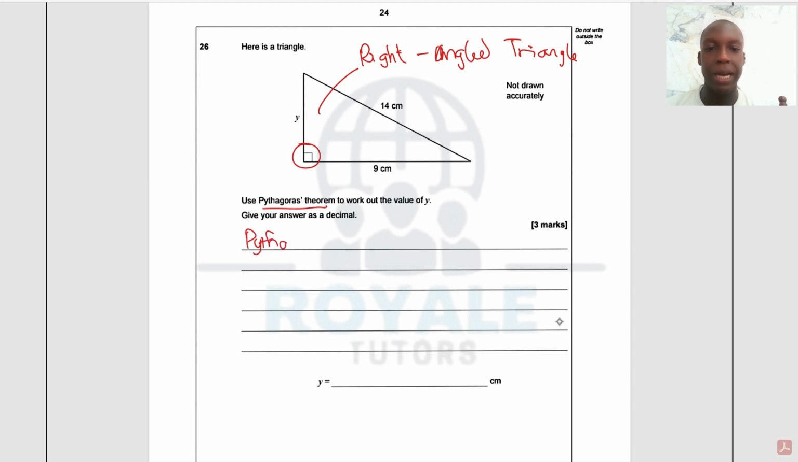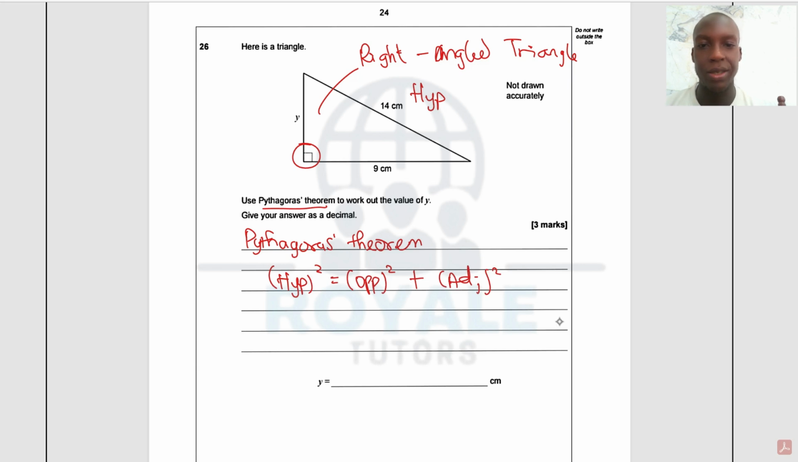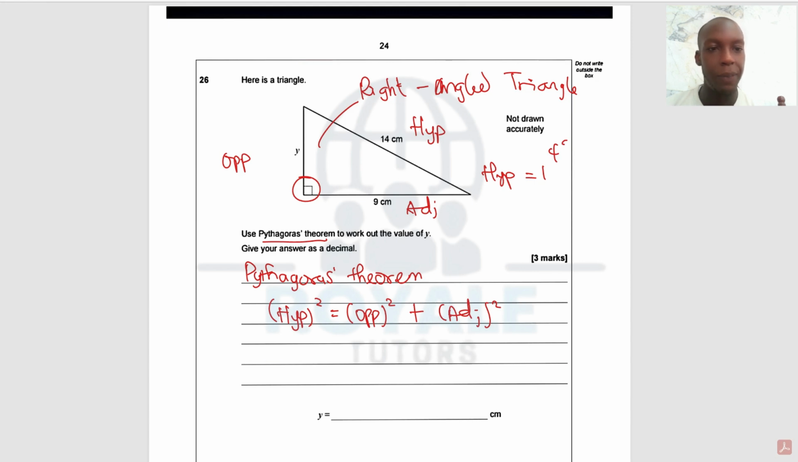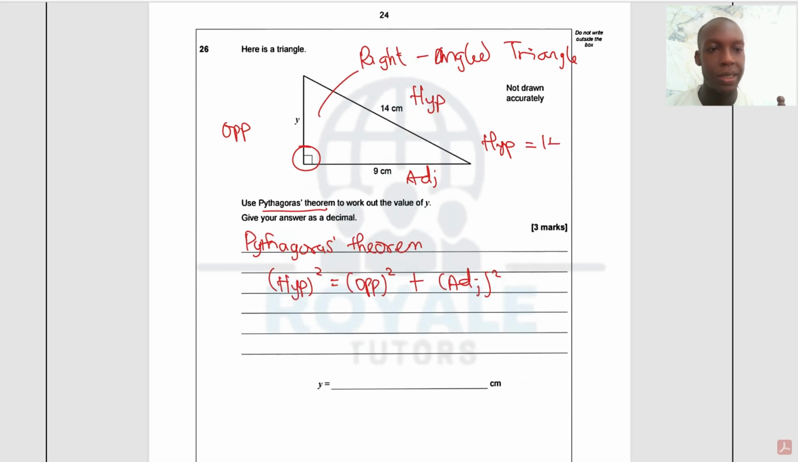And what is our Pythagoras theorem? Pythagoras theorem states that the square of the longest side of a right angle triangle, which is called the hypotenuse, is equal to the sum of the squares of the other two sides, which are the opposite and the adjacent. So we can take this as the opposite and this being the adjacent. The hypotenuse is 14 centimeters. The adjacent is 9 centimeters and the opposite is y. So 14 centimeters all squared is equal to y squared plus 9 centimeters all squared.